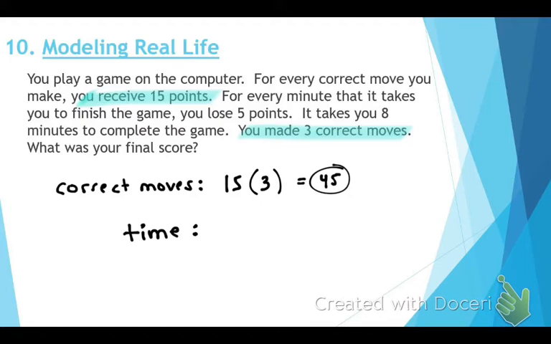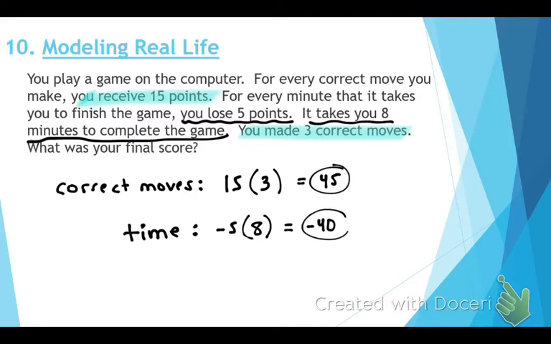Let's go to the time. Every minute it takes you, you lose 5 points. What integer represents losing 5 points? Negative 5 points. Negative 5. How many minutes did it take you? 8. It takes you 8 minutes to complete the game. So what do I do to the negative 5 and the 8? You multiply it. Negative 5 times 8 equals? Not 40. Negative 40. Also a piece.